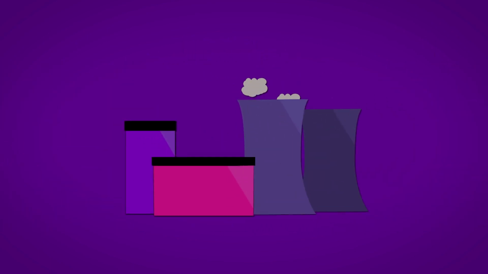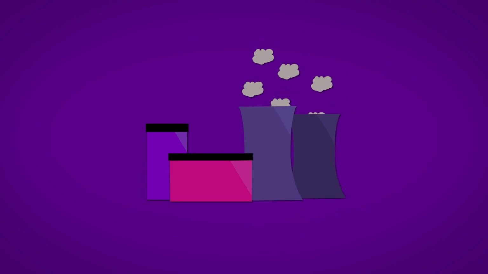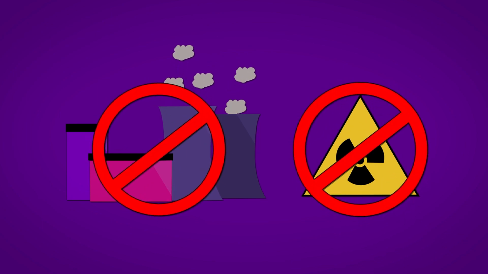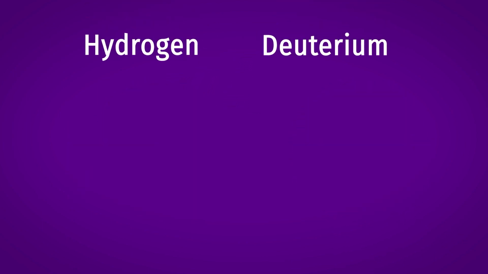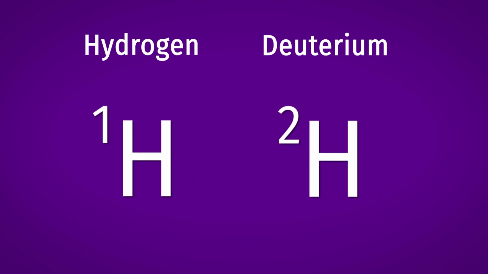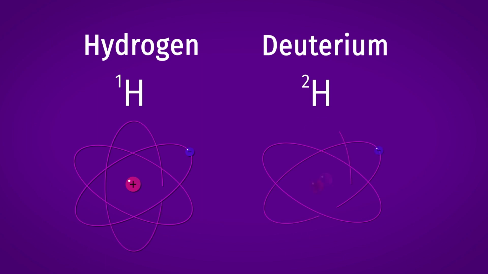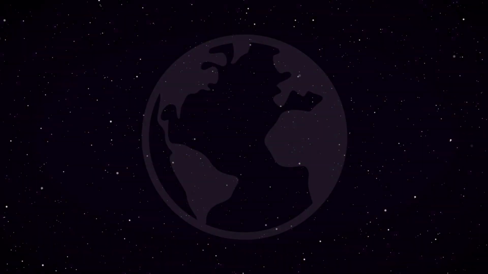It produces no greenhouse gases like coal power plants, and no radioactive waste like the current nuclear power plants. In addition, the main fuel needed for fusion reactors, deuterium, which is a heavier version of hydrogen, is extremely abundant as it can be extracted from seawater, making it unlikely that we'll run out of fuel for fusion power production.